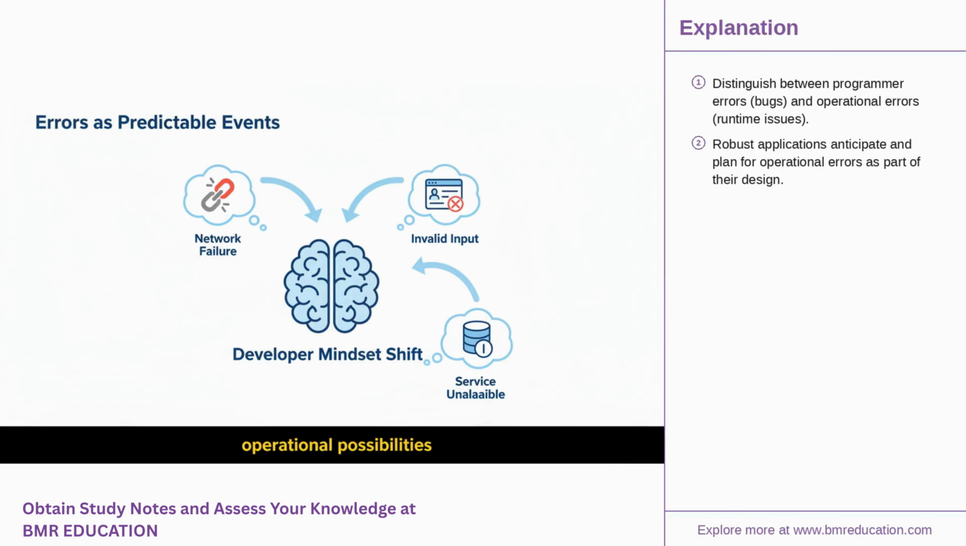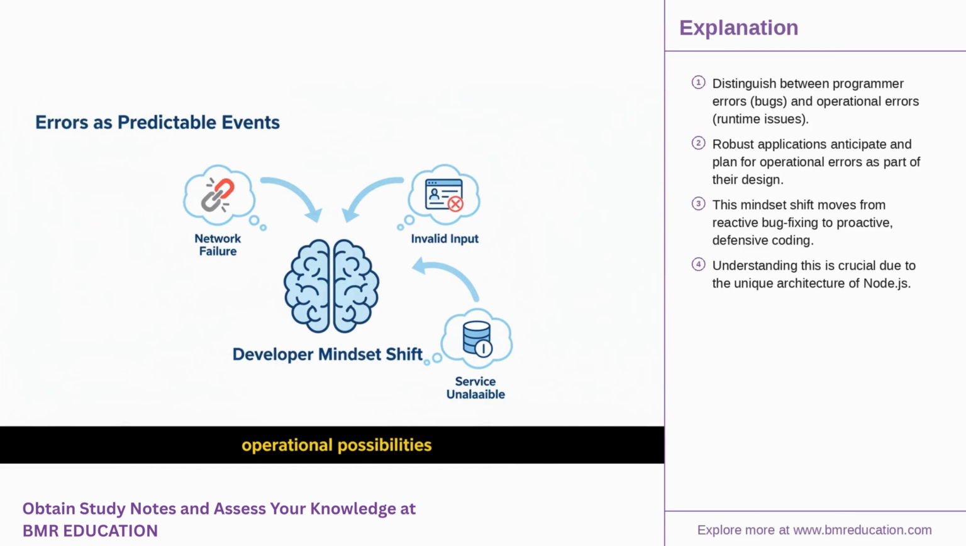Before we write any code, we need a mental shift. Errors aren't just bugs or mistakes, they are predictable events in an application's lifecycle. Network failures, invalid user input, or a database being temporarily unavailable are not code defects. They are operational possibilities we must anticipate. Embracing this is the foundation of defensive programming, which is especially critical in Node.js.